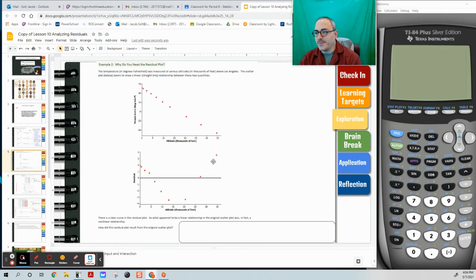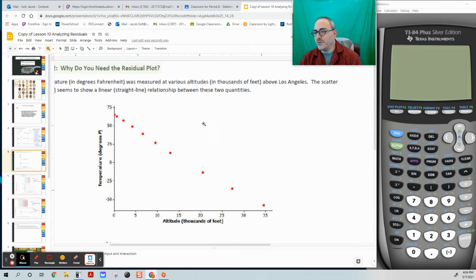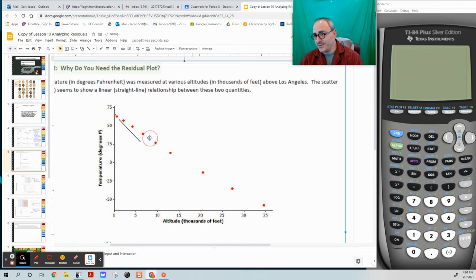All right, here's a scatter plot. We would be tempted to say, if we were just looking at this, what would you say? Would you say that's linear, exponential, quadratic? What do you think? Well, in our 8th period class, everybody said linear. And even me, I would look at this and think, that looks pretty darn linear to me.